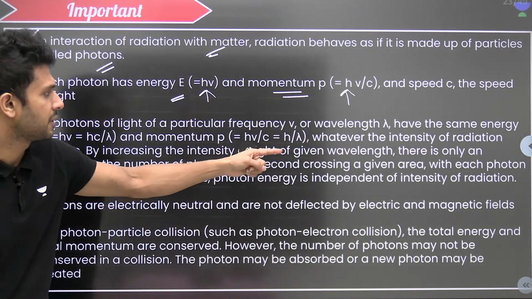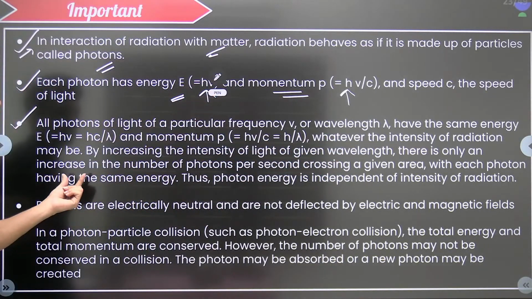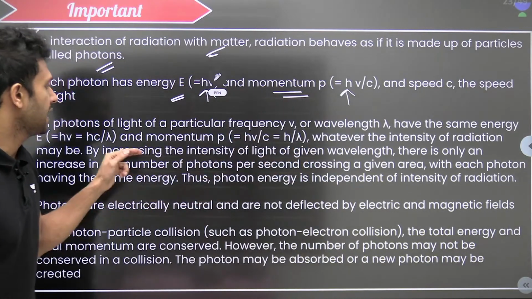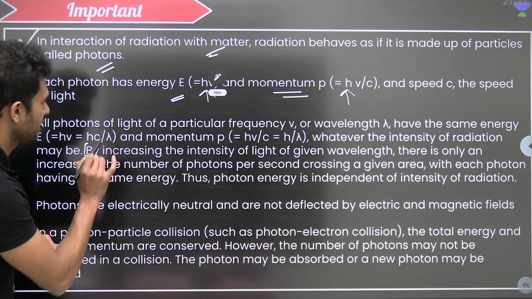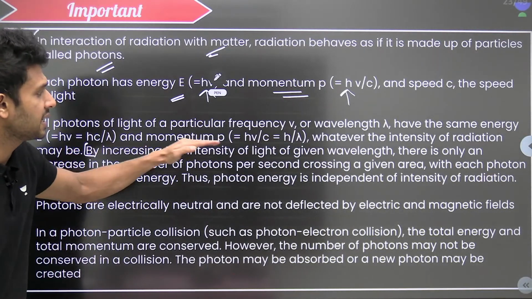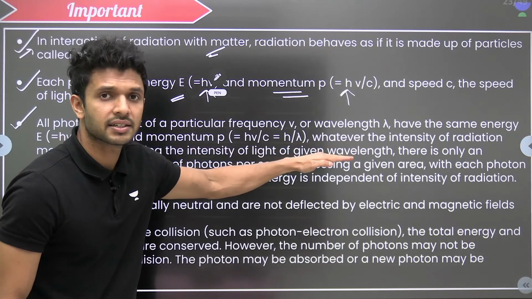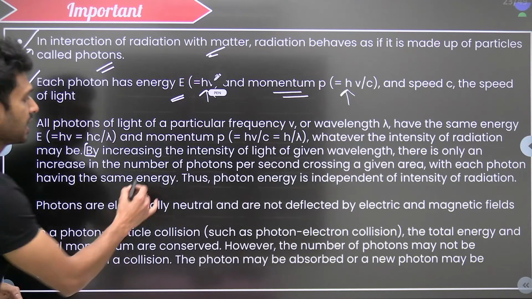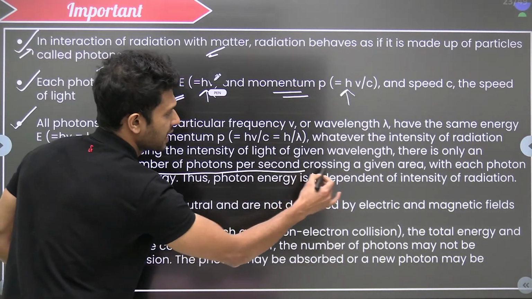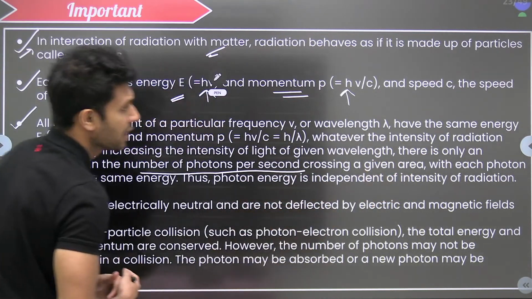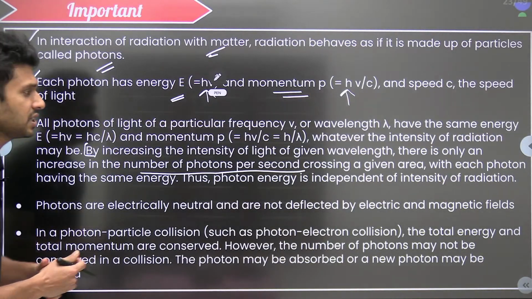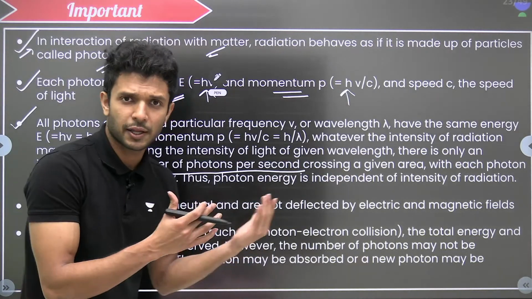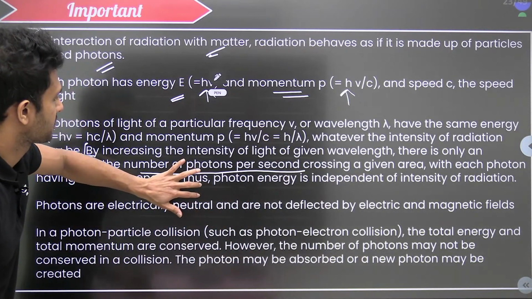Then, what does it say? The increase in the number of photons crossing a given area is an increase in intensity. Start reading from here. By increasing the intensity of light of a given wavelength, there is only an increase in the number of photons per second crossing a given area, with each photon having the same energy. Thus, photon energy is independent of the intensity of radiation. Everybody listen.